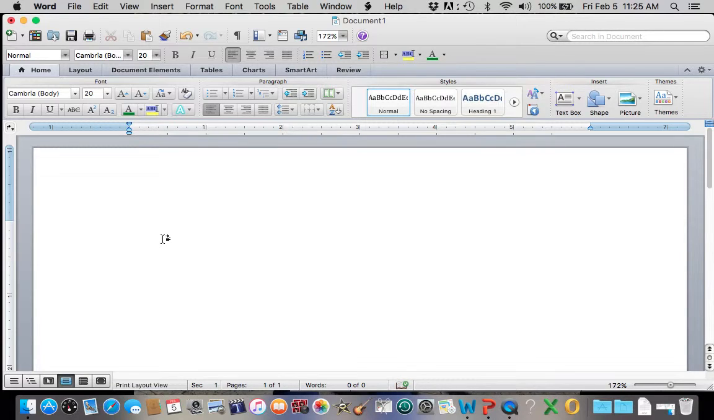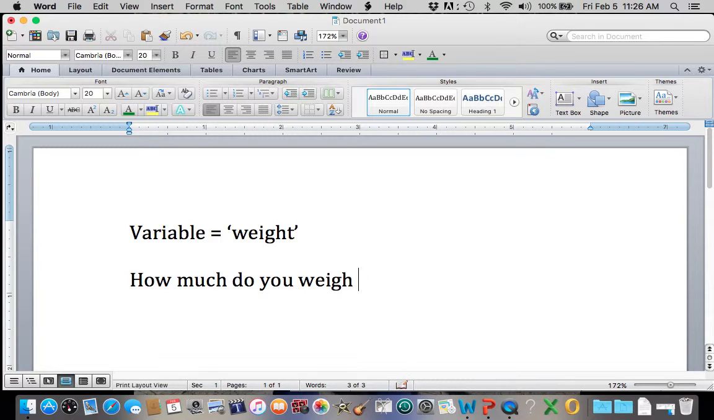For example, let's take the variable weight. If I phrase the question like this on a survey of amateur boxers, how much do you weigh in pounds? The participant can write the number of pounds he or she weighs in the line next to the question. This would be a scale or continuous level of measurement.